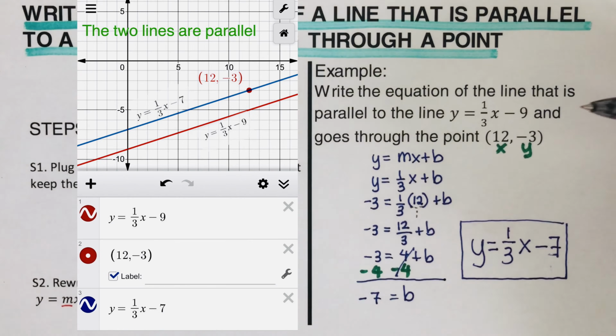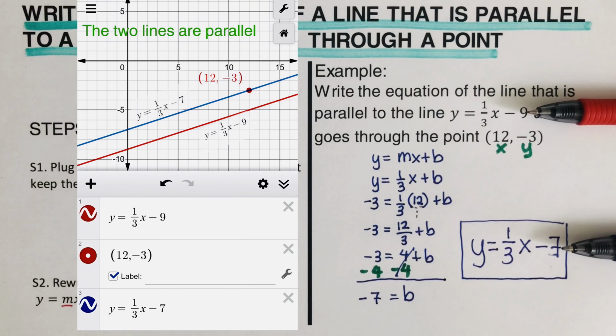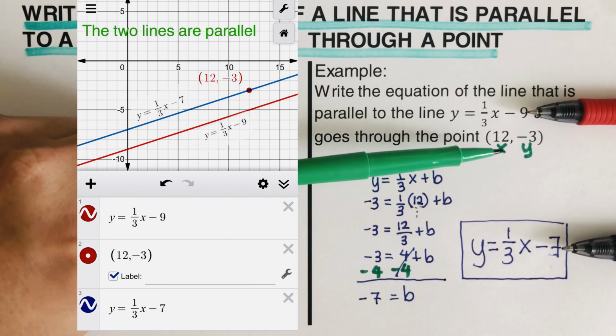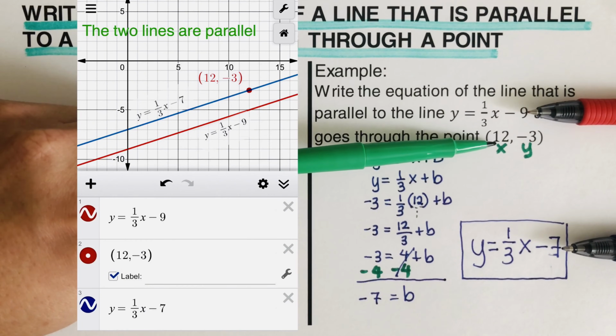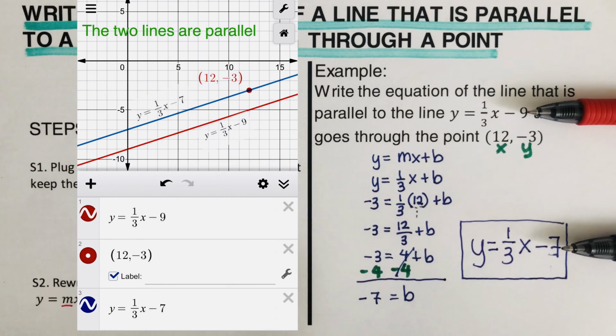On the left side, you will see the graph version for this problem. I colored red for y equals 1/3 x minus 9, and I colored blue for y equals 1/3 x minus 7. Now in this problem here, we can see in that picture that this point right here, 12, -3, is part of the line y equals 1/3 x minus 7. So we're able to solve the problem. We're supposed to be looking for that line, y equals 1/3 x minus 7. It should pass through 12, -3.